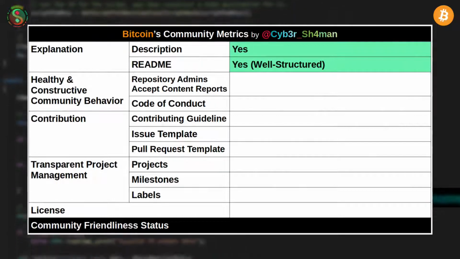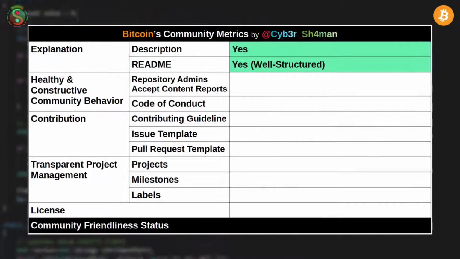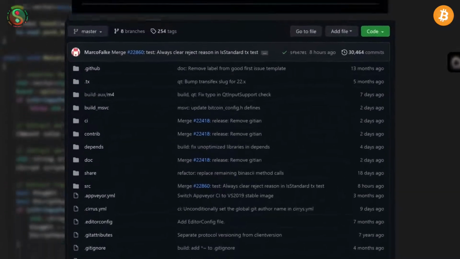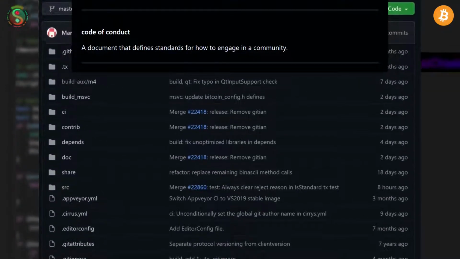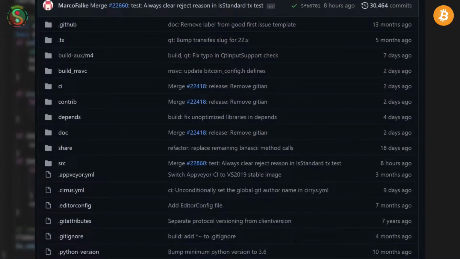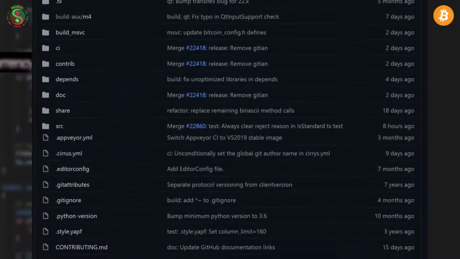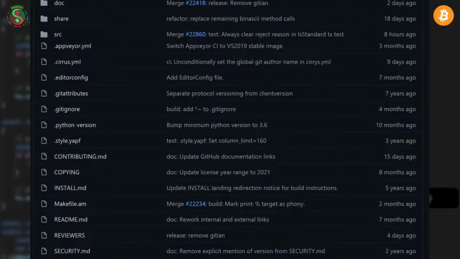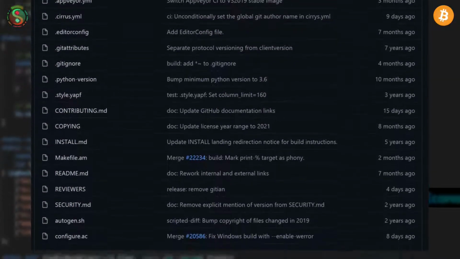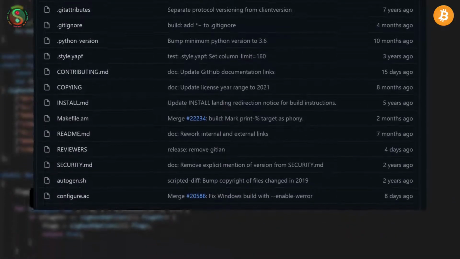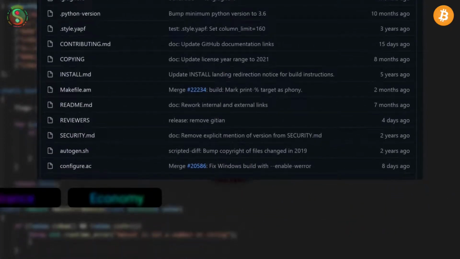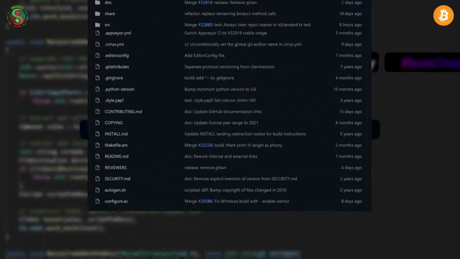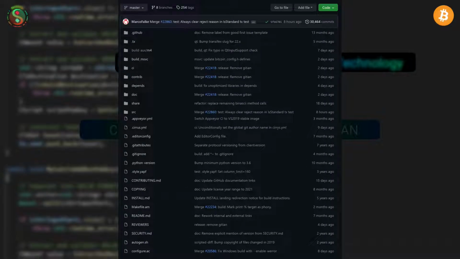When analyzing healthy and constructive community behavior, unfortunately it doesn't have a code of conduct, which is a document that establishes expectations for behavior for the project's participants. Also, unfortunately again, the repository admins do not accept content reports. If they were accepting, collaborators and contributors would be presented with the option to report disruptive content to repository admins for review and moderation.